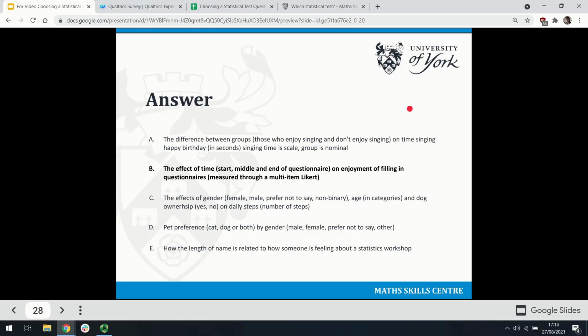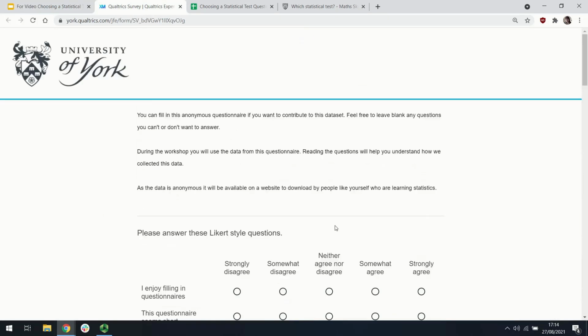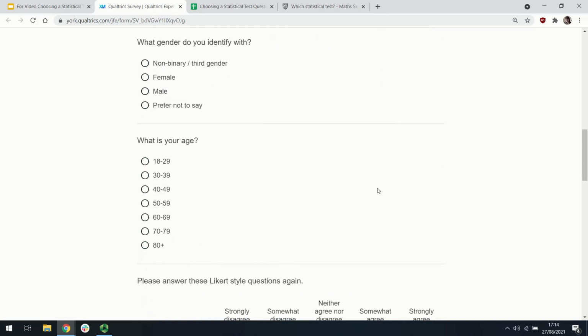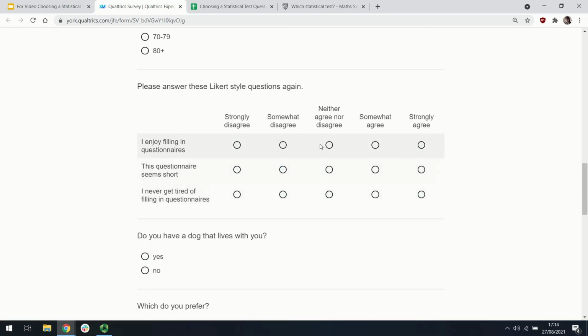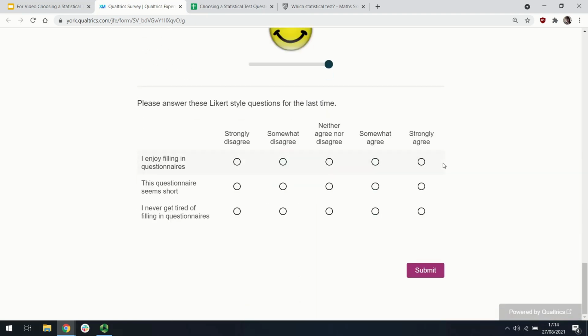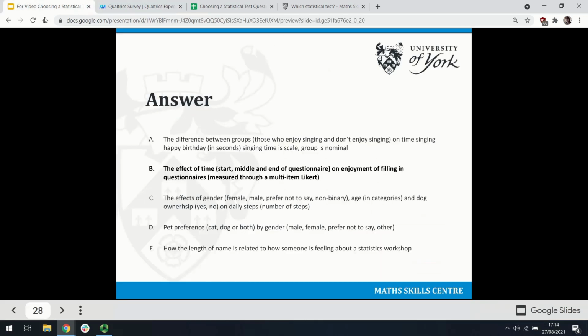Okay, here's the answer. It's study B, the effect of time on enjoyment of filling in questionnaires. And that's because what we've done is, if we just go back to our survey, at the start of the questionnaire, we measured everyone for how much they're enjoying filling in this questionnaire. Then halfway through the questionnaire, we asked the exact same thing. So we're measuring them again for how much they're enjoying filling in the questionnaire. And again, we measure them for the same thing at the end of the questionnaire. So that's repeated measures.